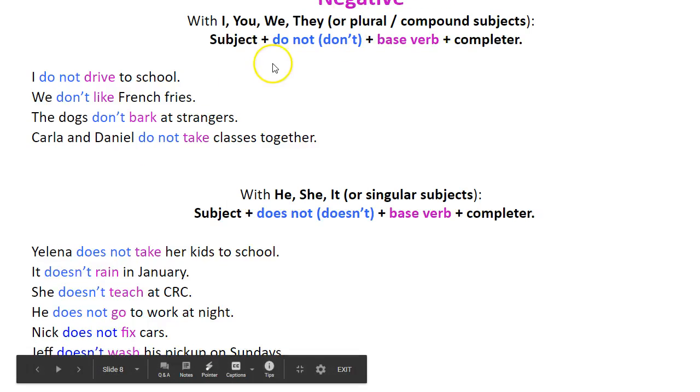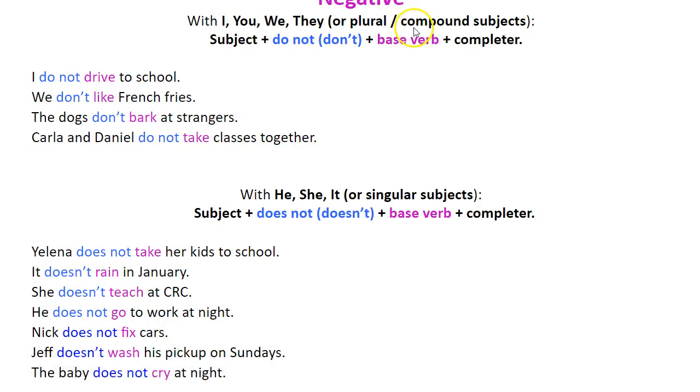What about negatives? With I, you, we, and they, or plural compound subjects, we use subject, do not, or don't as a contraction, the base verb, and a completer. I do not drive to school. We don't like French fries. The dogs don't bark at strangers. Carla and Daniel do not take classes together.